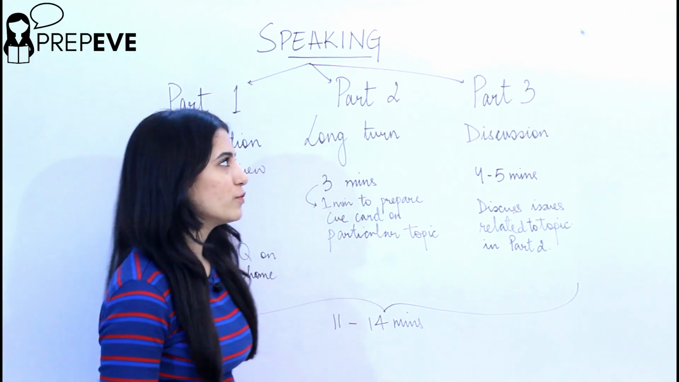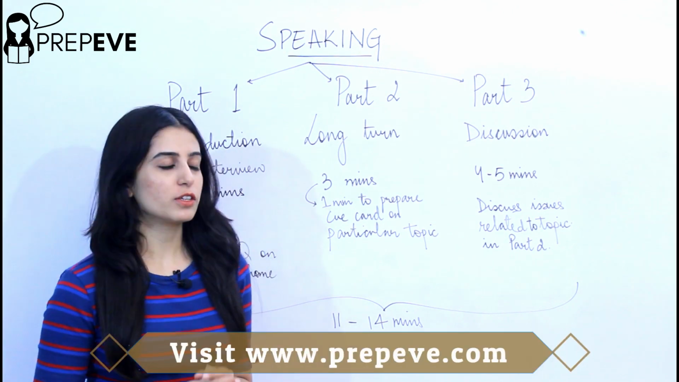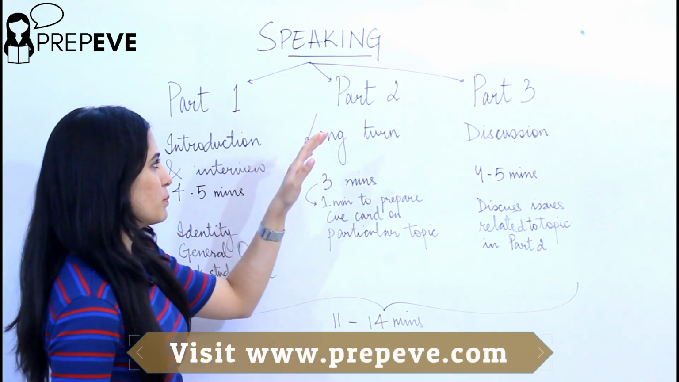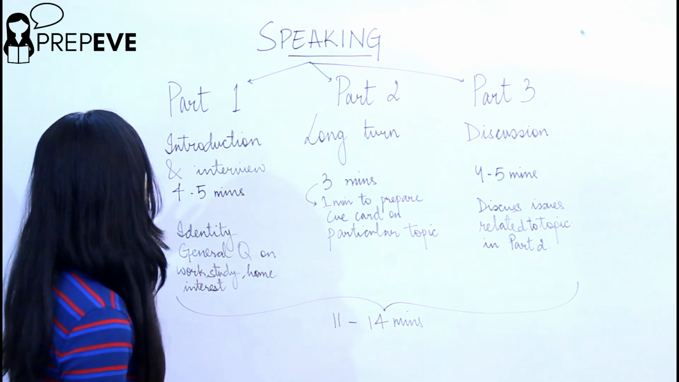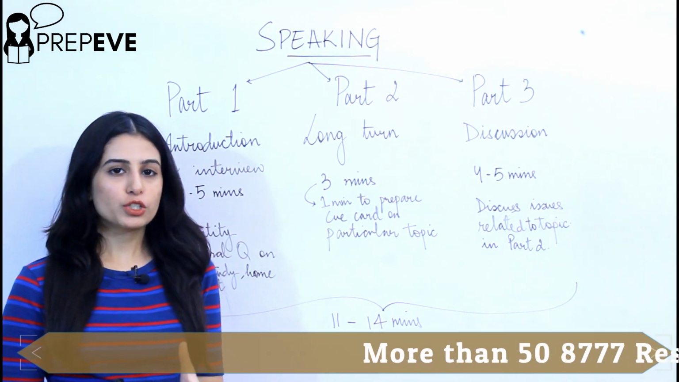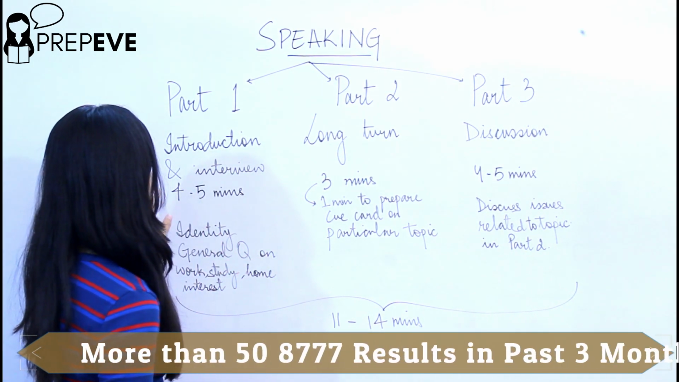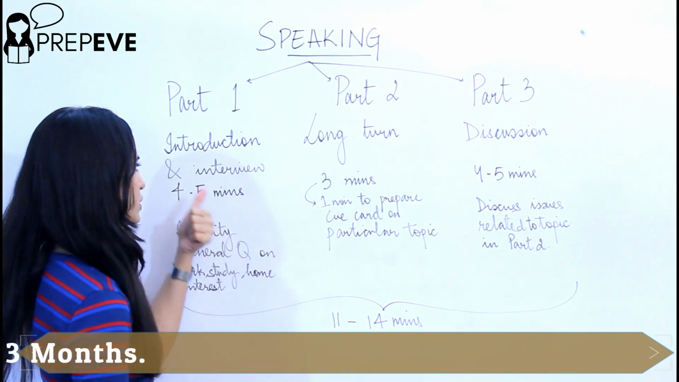Let's have a look at the format of the speaking test. Most of you must be aware of this, that the speaking test is divided into 3 parts, part 1, part 2 and part 3. Part 1 is known as the introduction and interview round. The duration of this particular part is 4 to 5 minutes. Yes, you have to introduce yourself in this particular round.